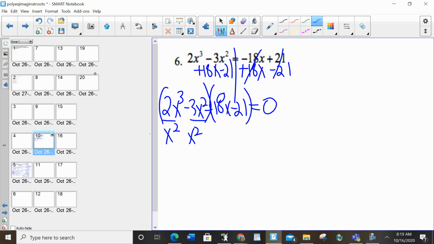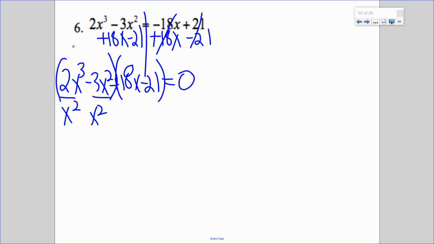Okay, yeah, I remember. There's a typo in this one. So please change the 21 to a 27. My mistake. So the GCF would be 9. Positive 9.